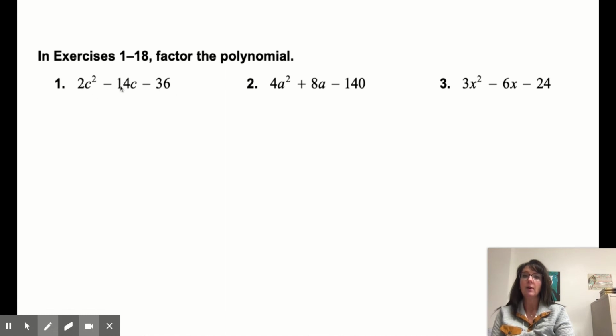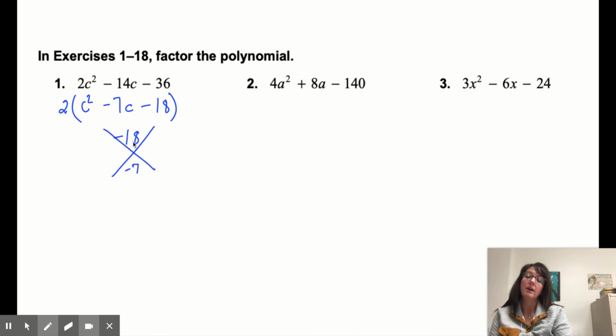So, greatest common factor. They're all even, so they all have a factor of 2. If I factor out 2, I'm left with c squared minus 7c minus 18. Now this part is very much like last lesson where we had a leading coefficient of 1. So we're looking for factors of negative 18 that sum to negative 7.